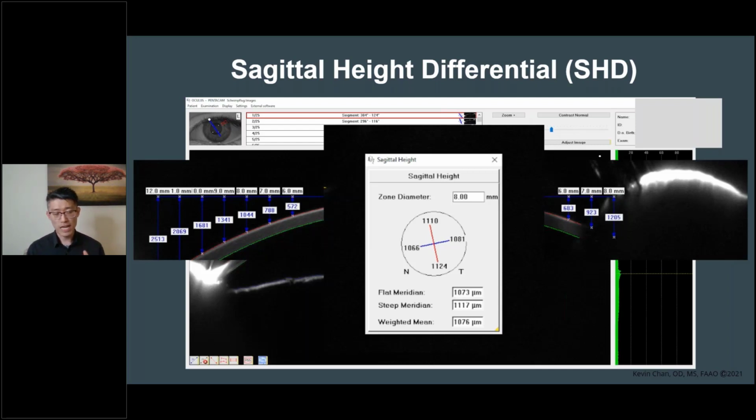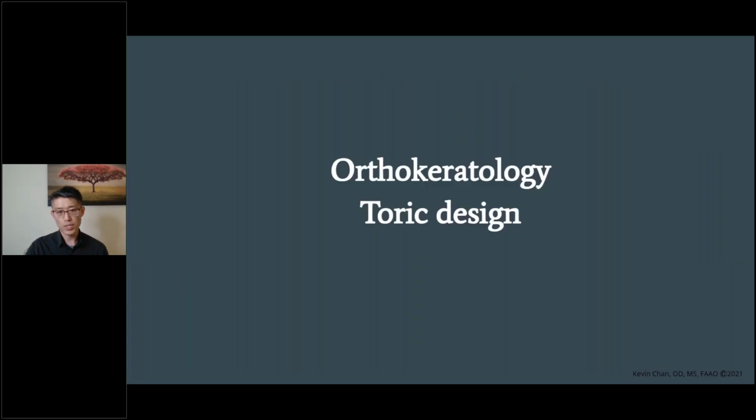And you can see that the flat and steep meridian had a difference of almost 44 micron in size. So that is considered pretty significant for someone having just a low refractive astigmatism. So that reiterates the point that you cannot equate the changes between corneal astigmatism versus corneal toricity. So because of the high sagittal height differential, we decided to make good use of the toric design using this calculator.